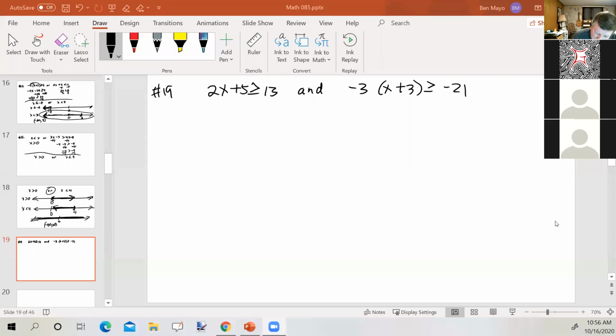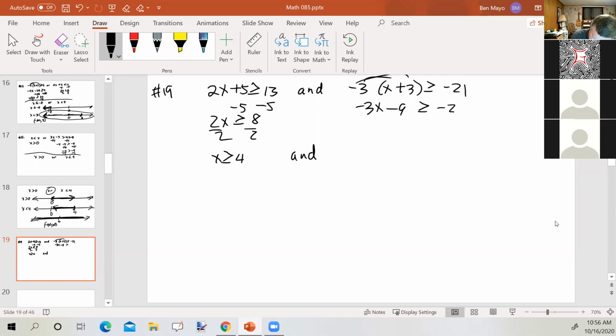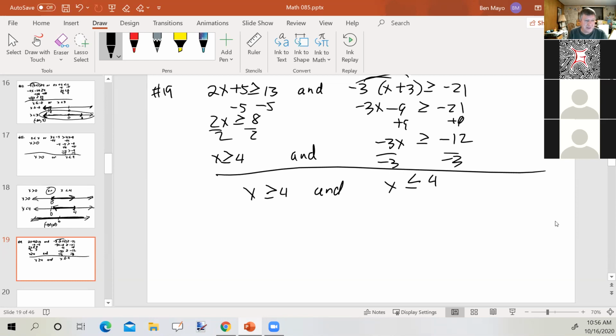So solving the first inequality, I'm going to subtract 5 from both sides. 2x greater than or equal to 8. Divide by 2, x greater than or equal to 4. And distributing the -3, -3x minus 9 greater than or equal to -21. Add 9 to both sides. -3x greater than or equal to -12? Is that right? Divide both sides by -3, x is less than or equal to 4. So I've got x is greater than or equal to 4 and x is less than or equal to 4.